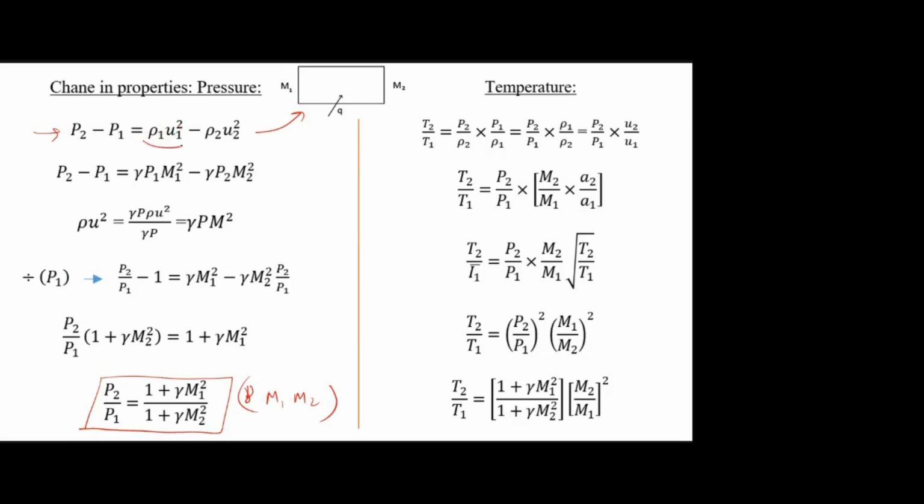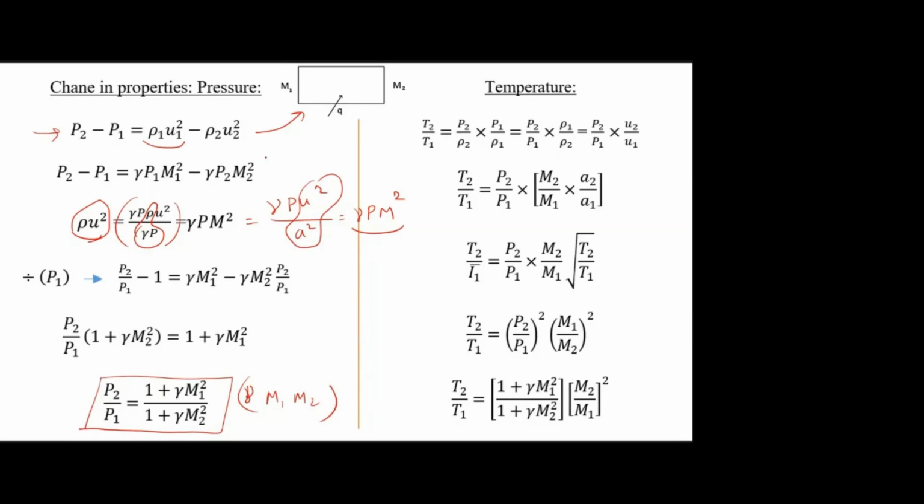And we know how to convert this rho u in terms of M, which we have discussed in the diamond airfoil. So in this rho u square term, if you multiply and divide by gamma p, you will get this term. Then we know gamma p by rho is a square. Then u square by a square is M square. So instead of rho u square, I can write gamma p M square. Is that clear?